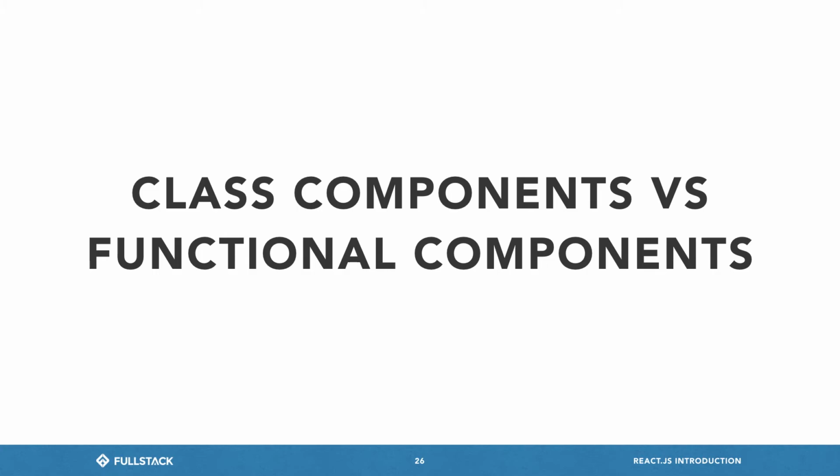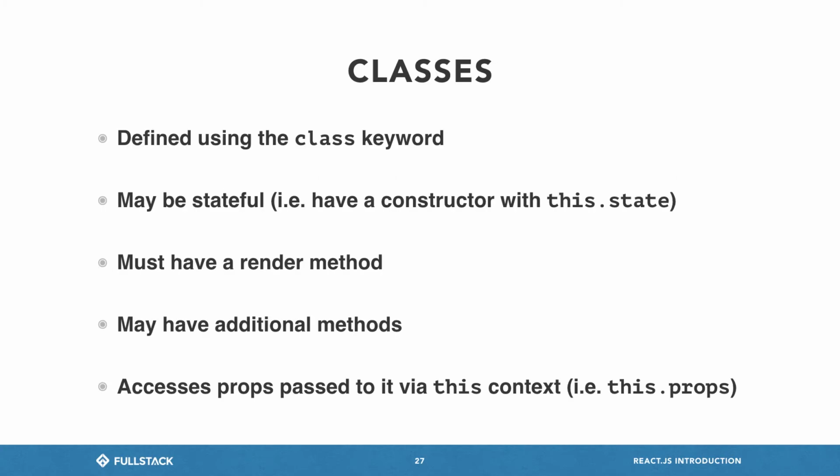So let's go back a bit and talk about these class components versus functional components, and when to use each. A class component we know is defined with the class keyword, and it can have state. We can create a state object inside of the constructor, and we can change it in various ways. It has to have a render method, but it may also have additional methods, such as our click handler or chooseTopping. And it can access any props passed to it by its parents using the this context. So we can say this.props, but there won't be arguments that are passed down.